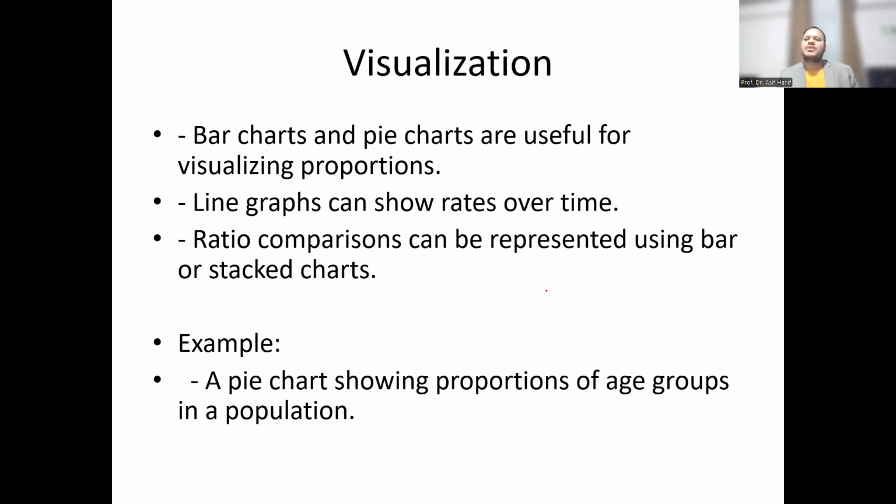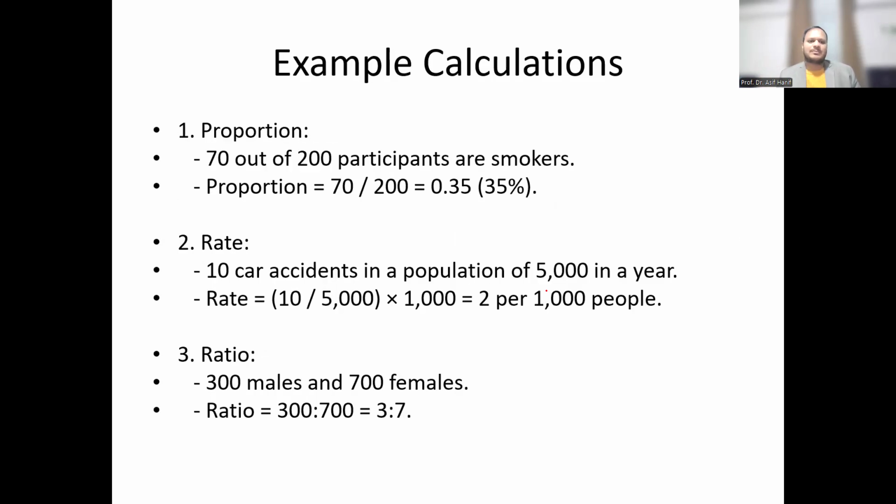I have already taught you in a previous module. So a pie chart is good for proportion. For example, 70 out of 200 participants are smokers, 35% are smokers. 10 car accidents in a population of 5,000 in a year, 10 out of 5,000 multiplied by 1,000 or 100.